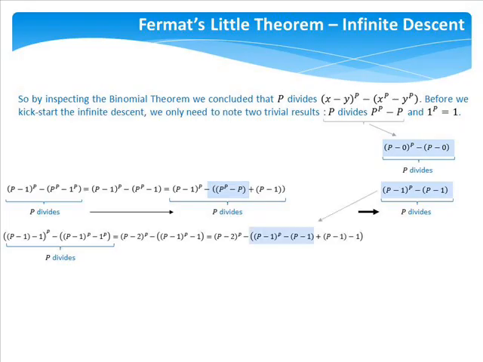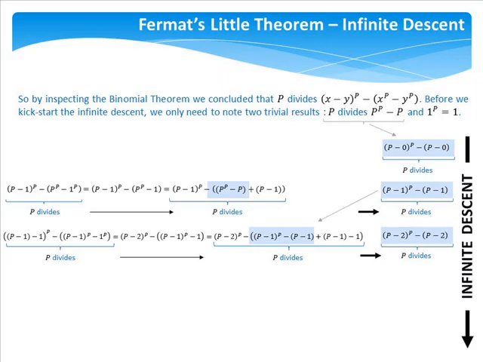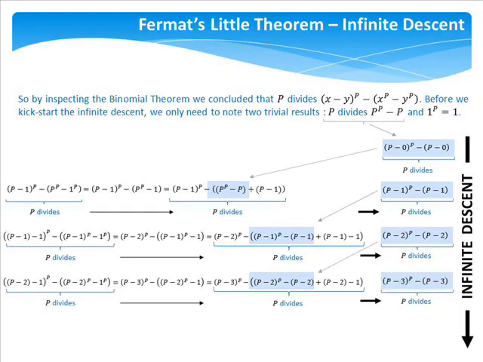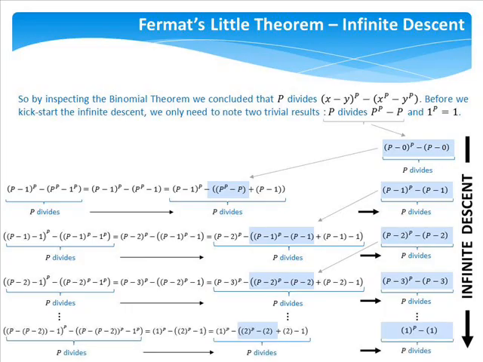Finally, we regroup so as to use the result obtained in step 1. p minus 1 raised to p minus p minus 1 is divisible by p. Thus, the remaining terms on the right side of the equation must also be divisible by p. That is, p divides p minus 2 raised to p minus p minus 2. So here we can see how the infinite descent starts to display. So we continue with the steps, making x increasingly smaller until we reach 1, the smallest positive integer.